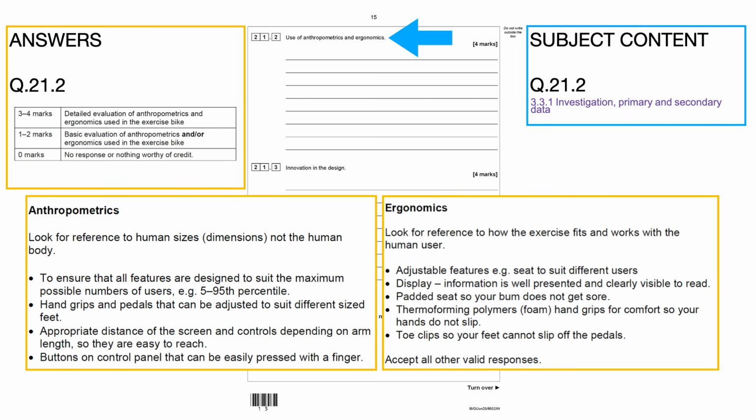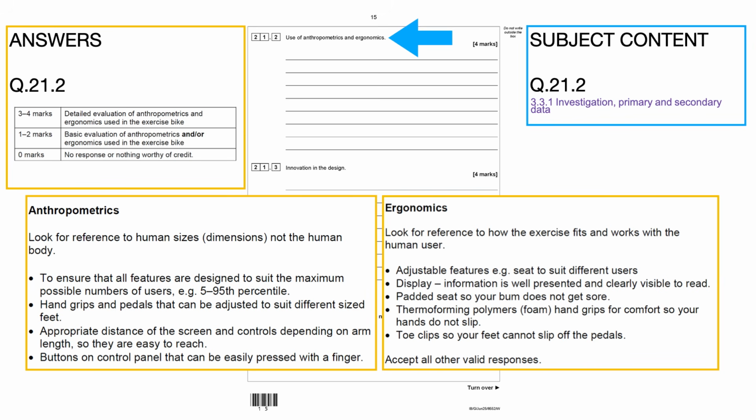Now 21.2 is asking for the use of anthropometrics and ergonomics. When it comes to anthropometrics, look for references to human sizes and dimensions, and not the human body. So when it comes to anthropometrics and that particular exercise bike, it's there to ensure that all features are designed to suit the maximum possible numbers of users. For example, the 5th to the 95th percentile.